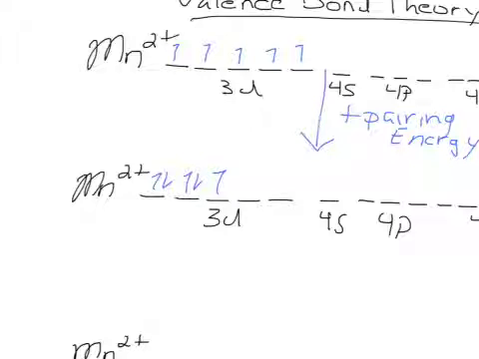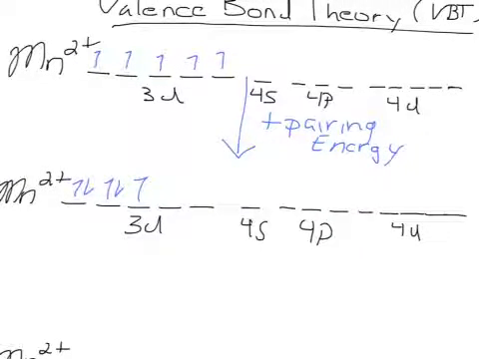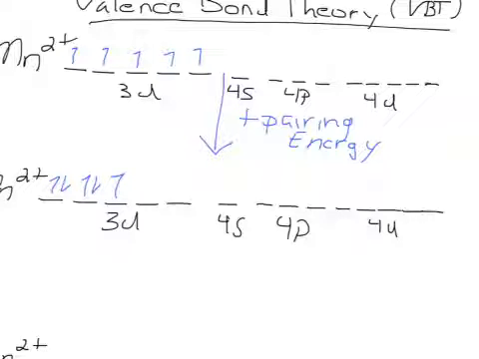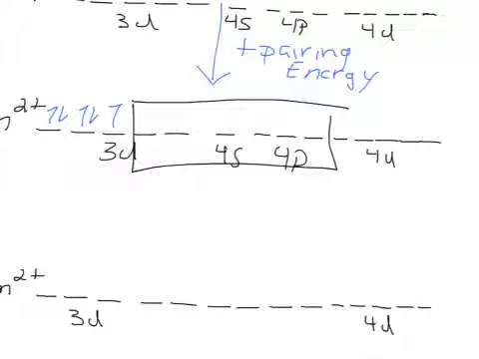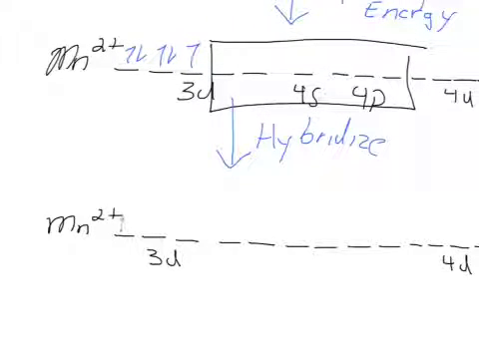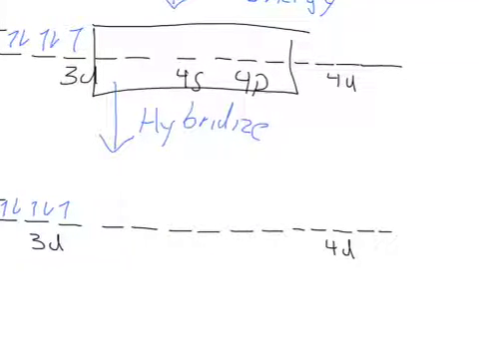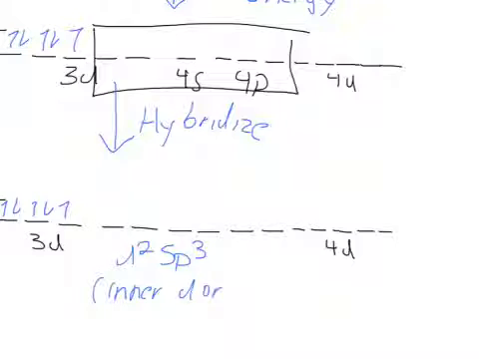Okay? And now, since we have these electrons paired up, let's group the orbitals that we're going to hybridize. In this case, it's going to be 2 of the 3 d orbitals and then all the 4s and 4p. We're going to add another arrow, and this is going to say hybridize. Let's come down here and draw our electrons again for the 3d for Mn2+. Now we need to name these hybridized orbitals, and this is going to be d2sp3, and this is an inner d orbital complex.